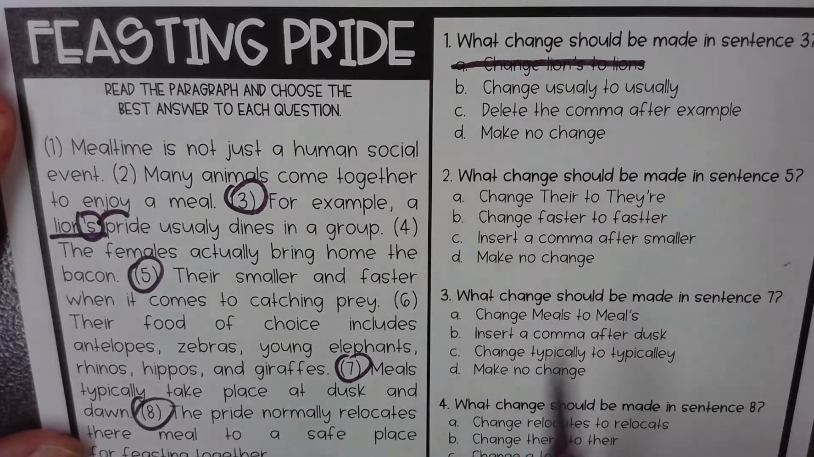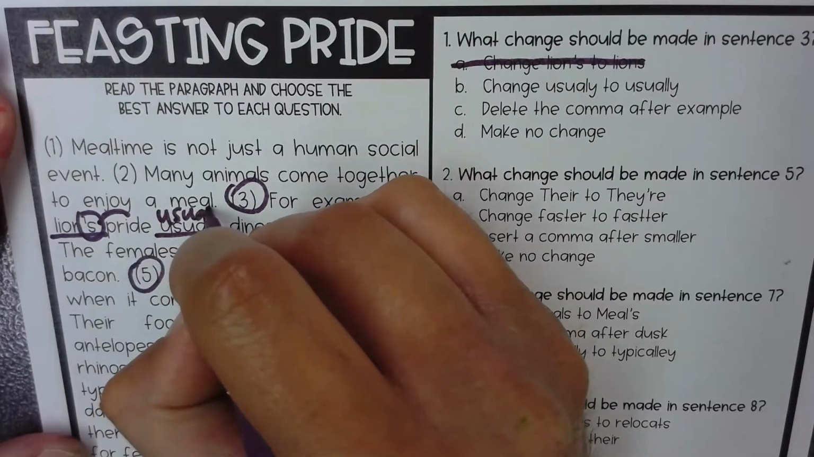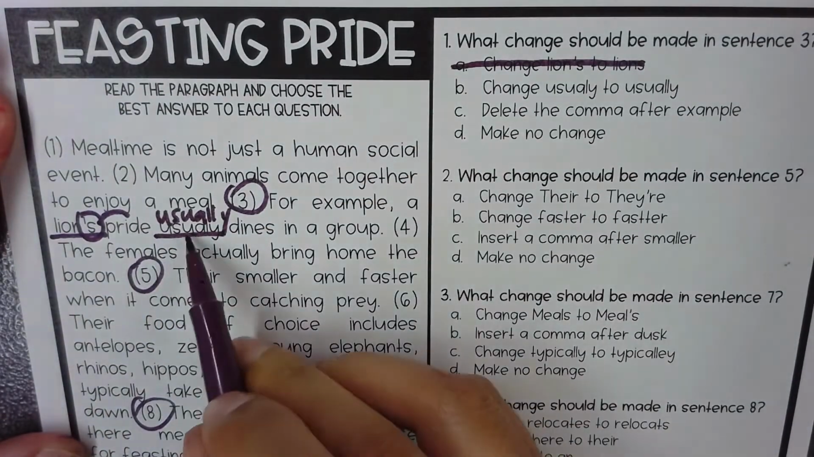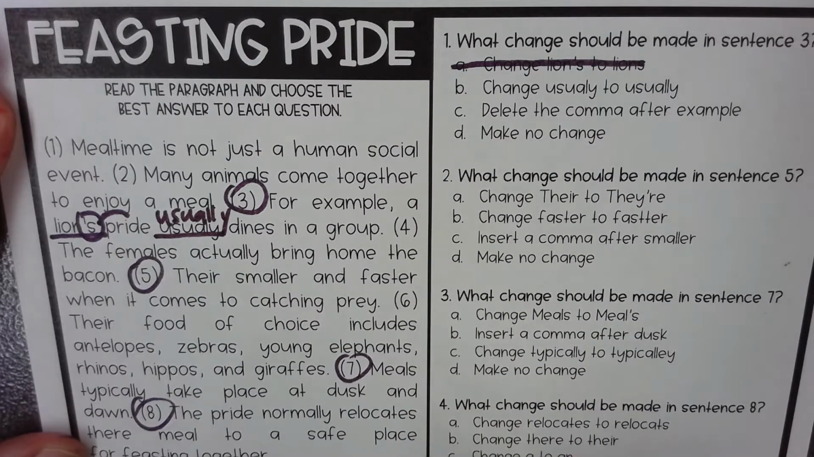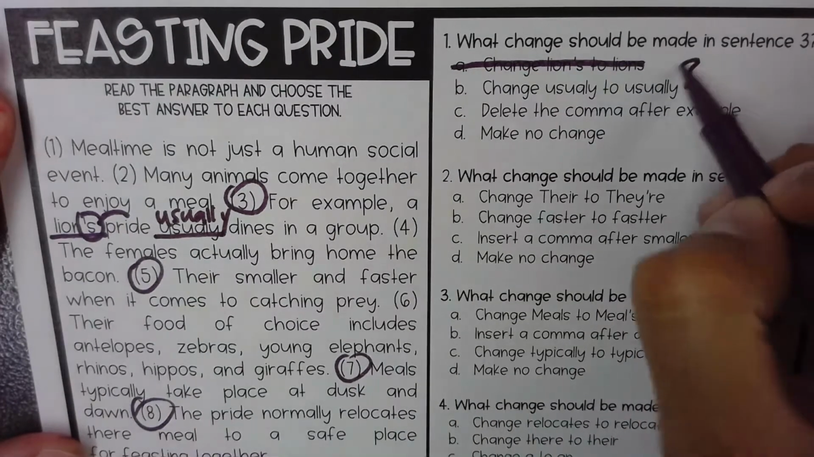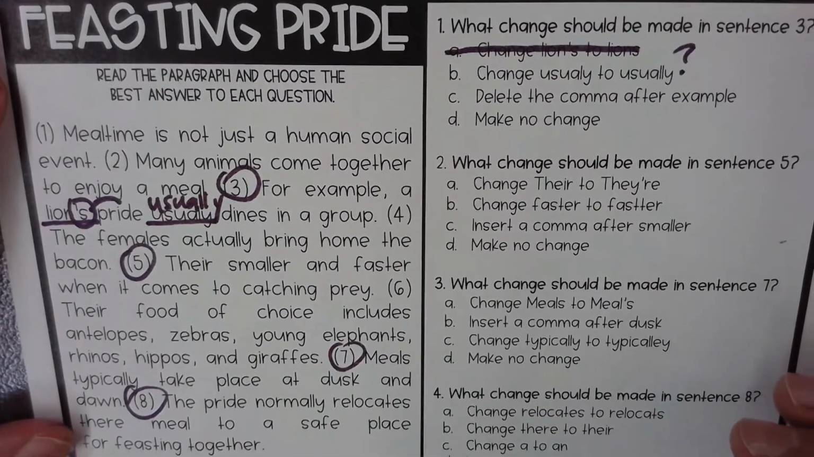Change usually to usually. This one's a spelling one. They're asking us to change usually with 2 L's. The spelling in the sentence has 1 L, and they're asking us to change it to 2 L's. So that one's a maybe. I think that's how you spell it. I've used my dictionary and I checked that it's spelled with 2 L's, but I need to look at the other possible changes.